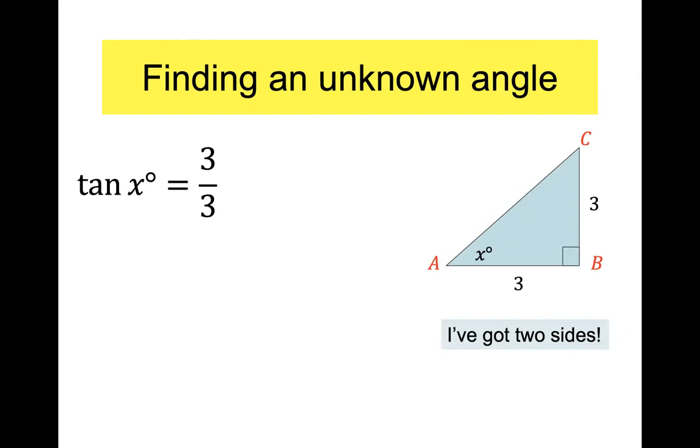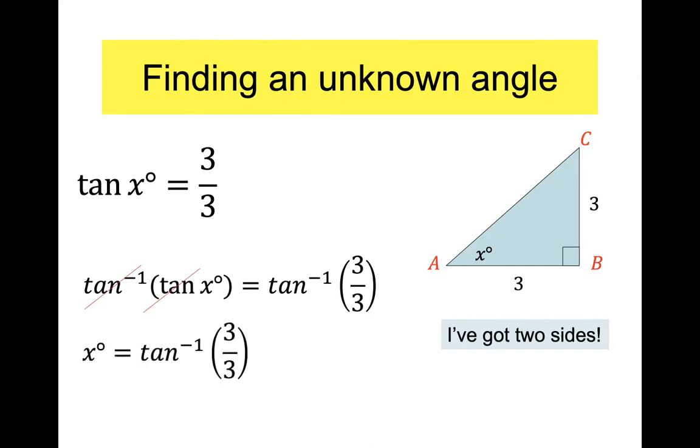Now, I want to know how big angle X is. Angle X is on the inside of that word tangent. So I want to erase the word tangent. I want to do the inverse of tangent. Now, remember, whatever you do to one side, you have to do to the other side. So to get rid of the word tangent, we do the inverse tangent of both sides. So the inverse tangent and the tangent cancel each other out, and you're just left with X. And on the right side, it literally says inverse tangent of 3 over 3.